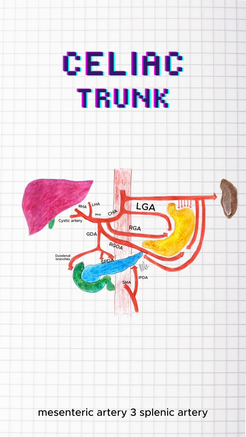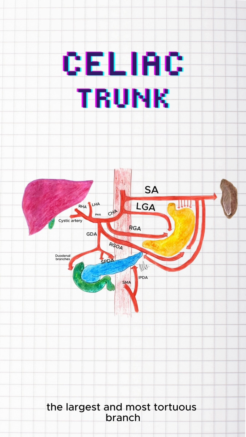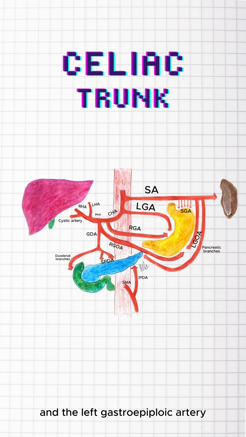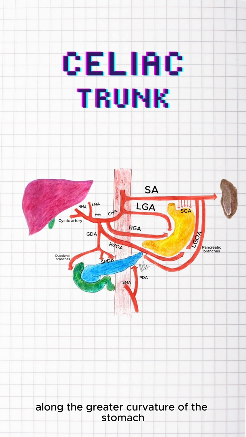artery. 3. Splenic artery, the largest and most tortuous branch. It runs to the left, along the superior border of the pancreas, to reach the spleen. Along its course, it gives off pancreatic branches, short gastric arteries to the fundus of the stomach, and the left gastroepiploic artery, along the greater curvature of the stomach.